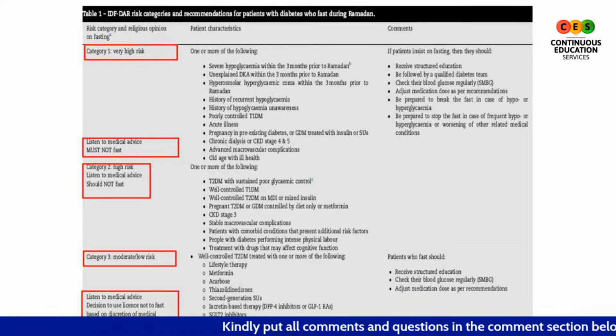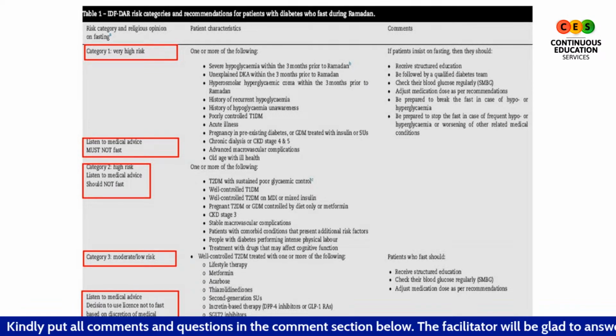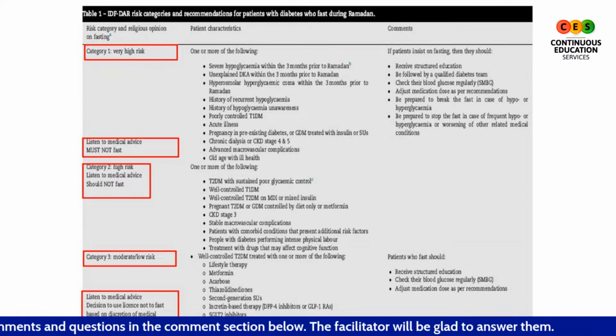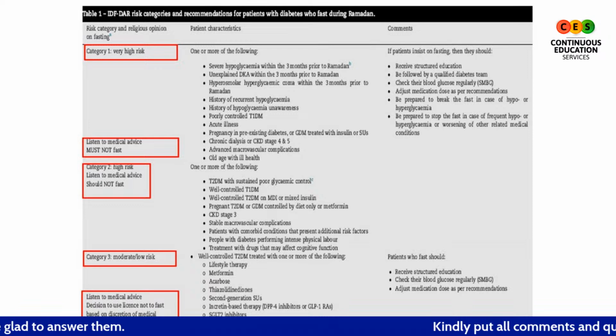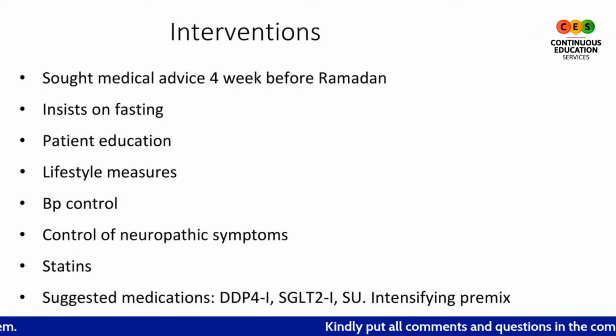Again, this patient is high risk. So poor sugar control, CKD stage 3, other complications and all. So CKD, stage category 2. So the advice again is should not fast. So let's see what was done to enable him to be able to fast.